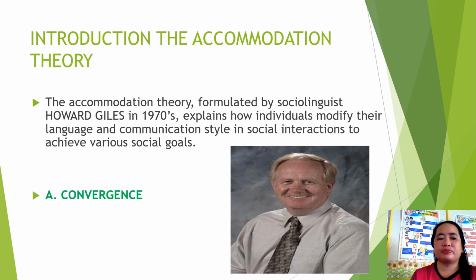Number one is convergence. There are two main strategies in the theory, convergence and divergence. So when we say convergence, here is the definition of convergence. It refers to the process where individuals adapt their speech, tone, or behavior to become more similar to their conversation partner. The goal is to reduce social distance, enhance understanding, and foster connection or approval. So that is convergence.